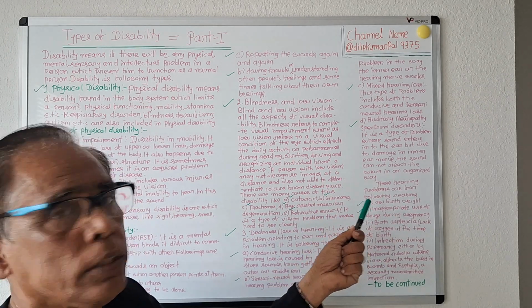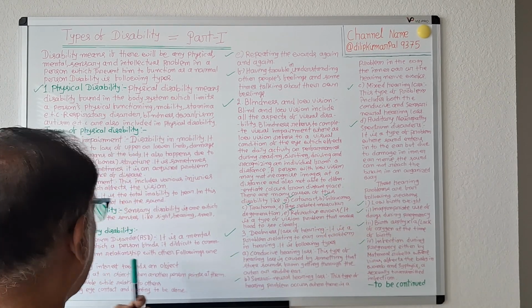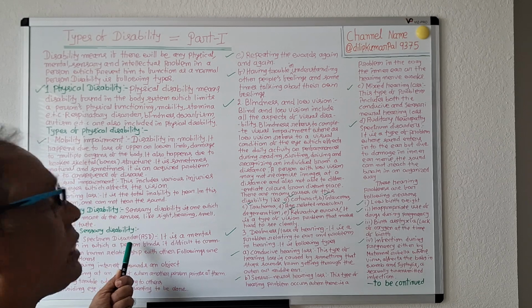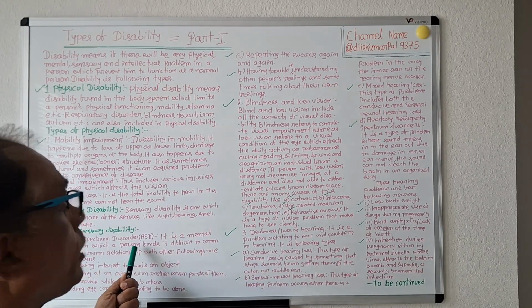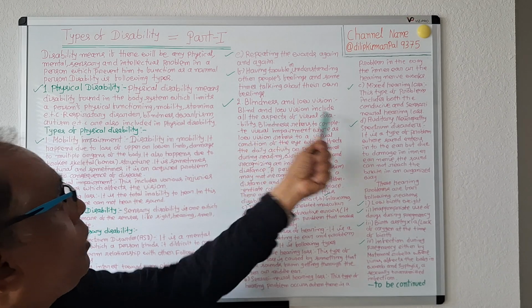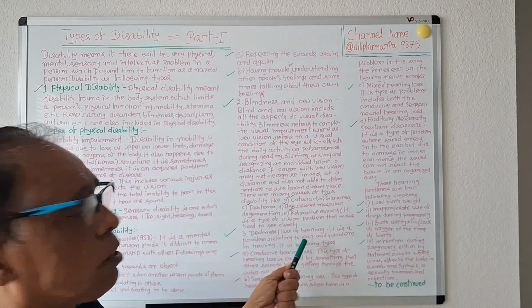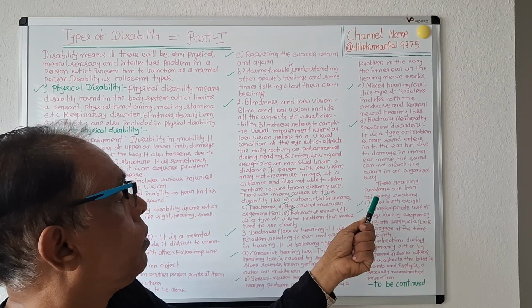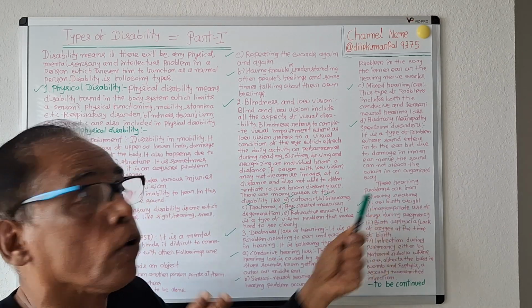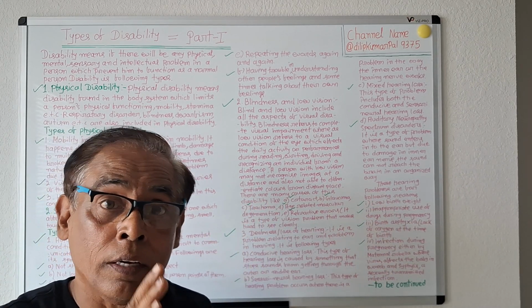So these are the types of sensory disability. First one is autism spectrum disorder. Number 2, blindness and low vision. Number 3, deafness, loss of hearing. And these hearing problems are for the following reasons. Whenever there is a hearing problem, there are some reasons.